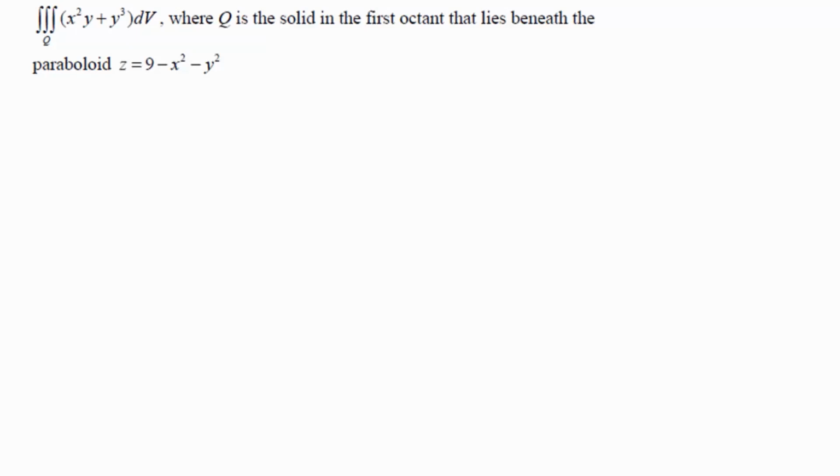Use cylindrical coordinates to evaluate the triple integral in this case. So let's start with the solid, okay? z equals 9 minus x squared minus y squared. What does that look like? We've seen it a few times now, right? Your favorite surface, the paraboloid.